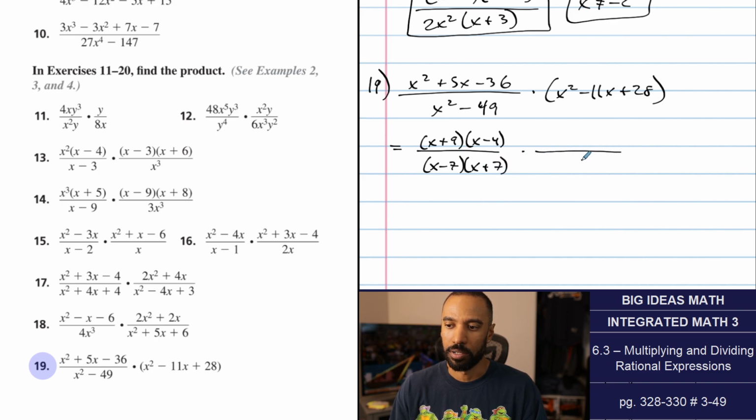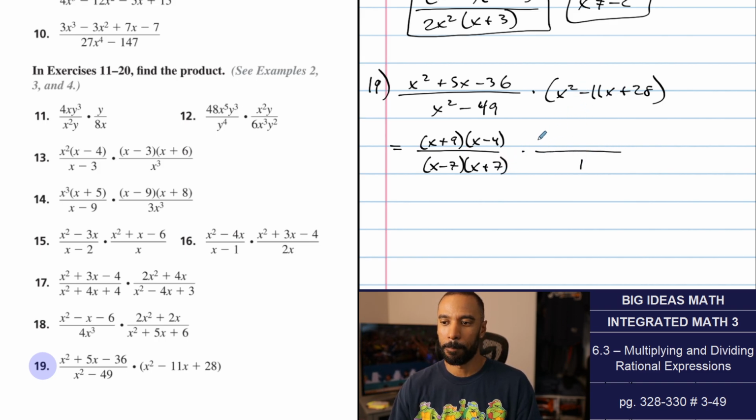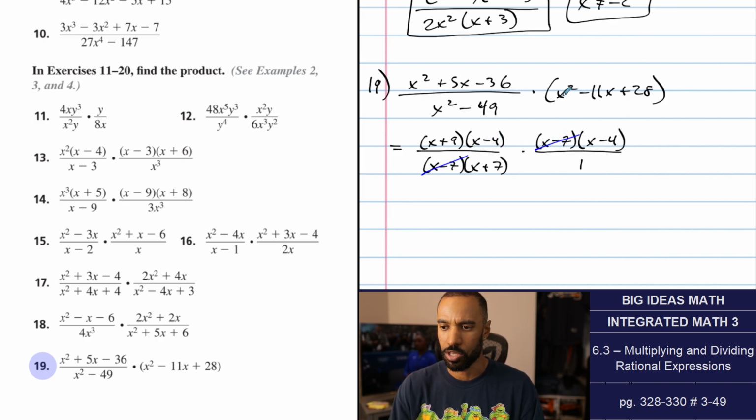And this part's over 1. So this thing that factors here is x minus 7 times x minus 4. But it's all over 1. So I got a couple x minus 7s that can go. The x minus 4s cannot. I think that's it. I think that's all that can go away.